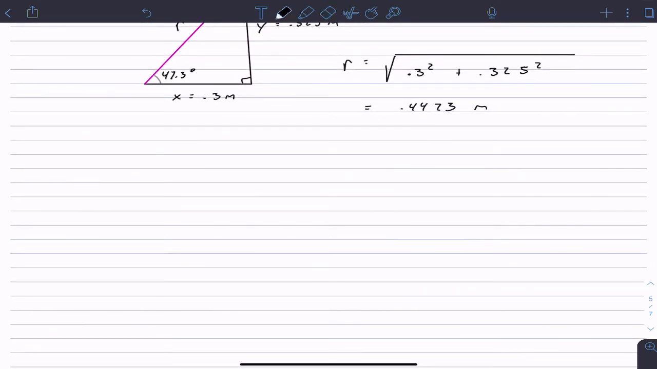Moving on to the next problem, number 79 and 80.